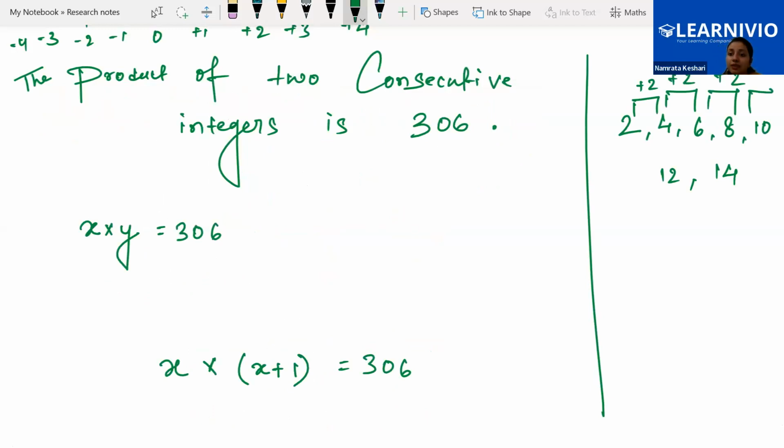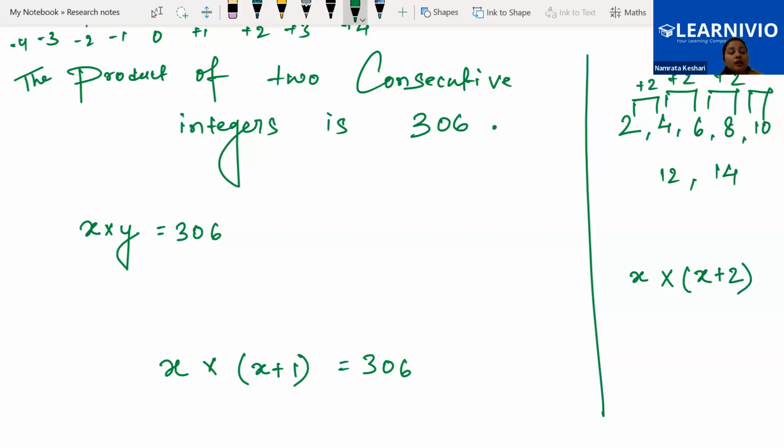That's why, when the question, instead of integers, is talking about two consecutive even numbers, we will be taking the first. Let's assume that the first even number is x and the next even number is x plus 2. This is how we can take the assumption.